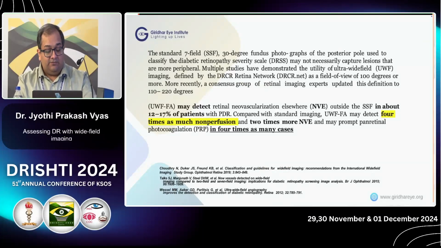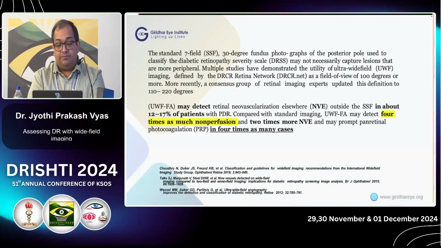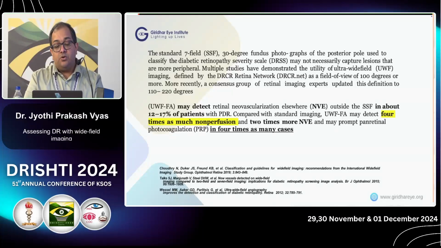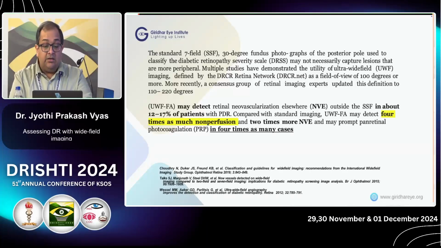The main highlight was that NVE outside the standard 7 fields was present in about 12 to 17% of the patients studied during the 4-year duration of protocol AA. Compared to standard imaging, ultra-wide field fluorescein angiography detected 4 times more non-perfusion and 2 times more NVE. So we were able to identify more treatment-requiring diabetic retinopathies at an earlier stage, and probably it would extrapolate to a better long-term outcome in these patients.